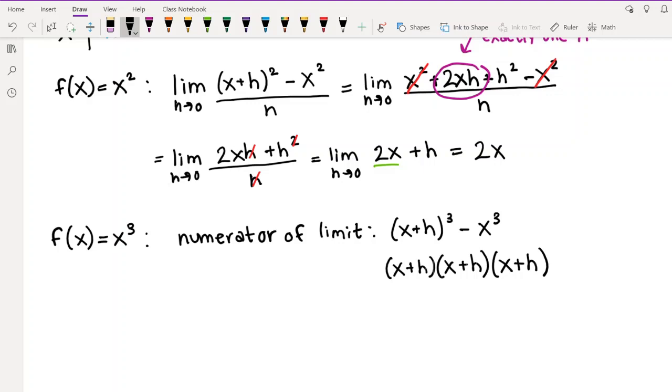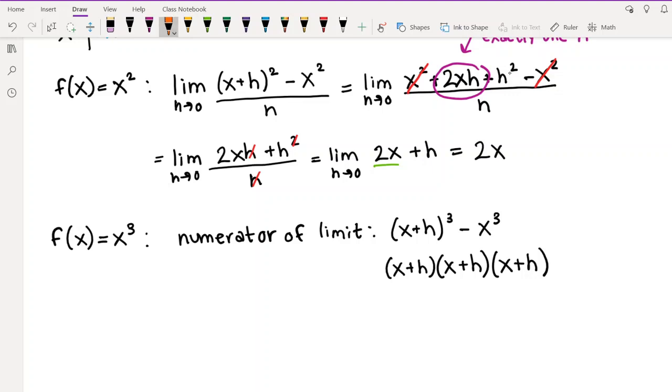So one way of multiplying this is what I did in the other video. In the video from yesterday, I multiplied two of these together first, and then I multiplied in the third (x plus h). That's one way of multiplying three things together. But there's actually another way that I think will make it a little bit clearer what's going on here.